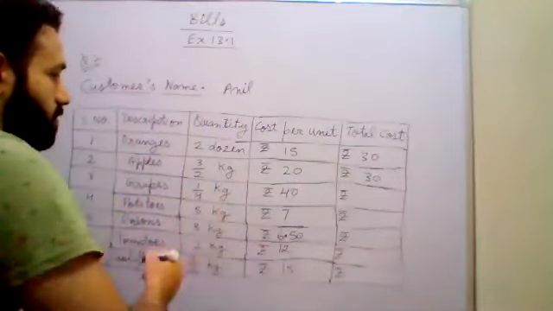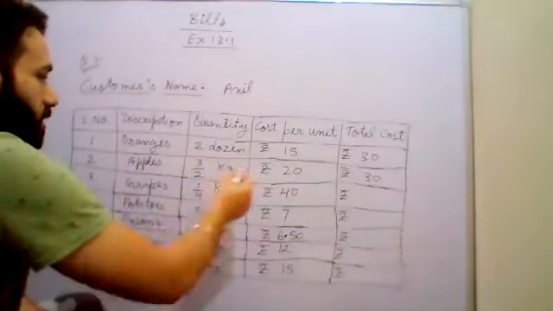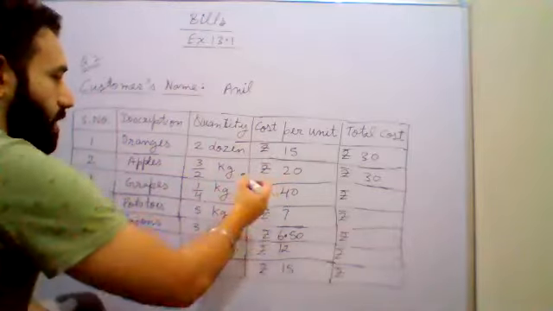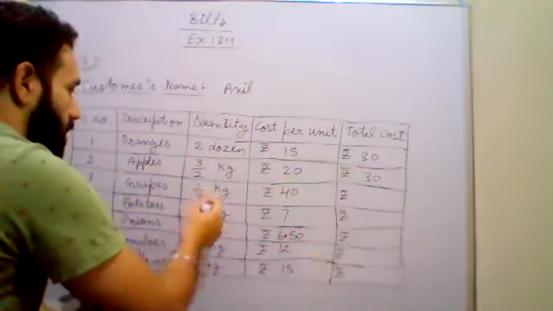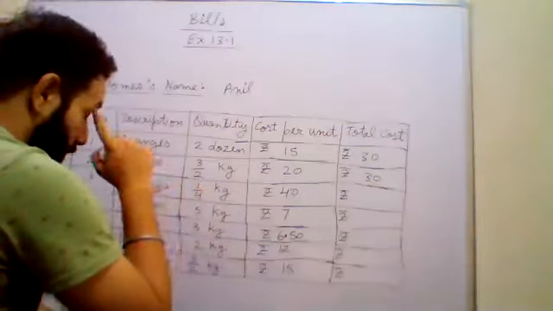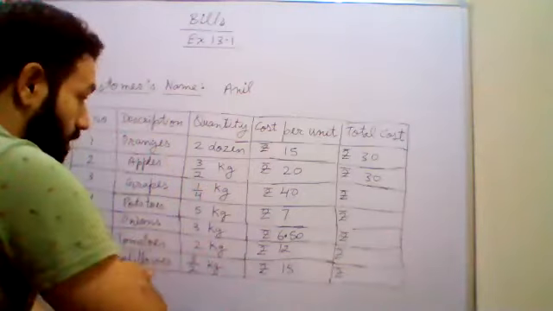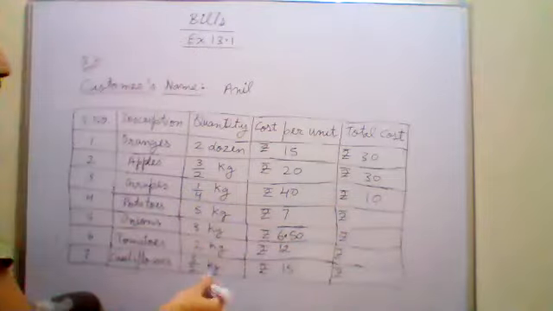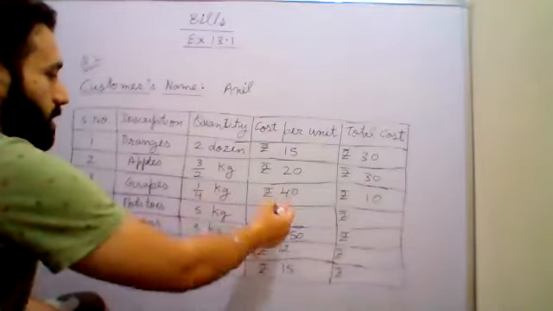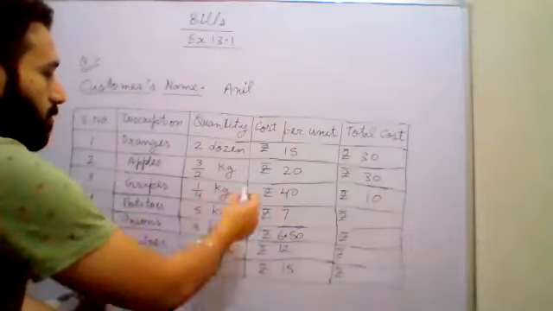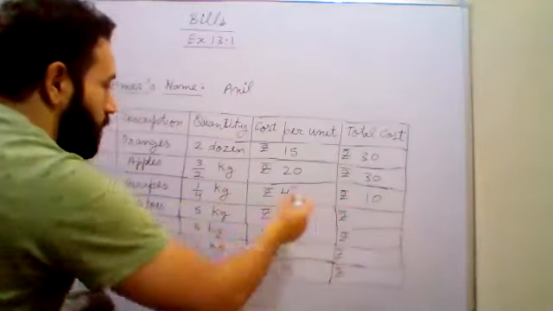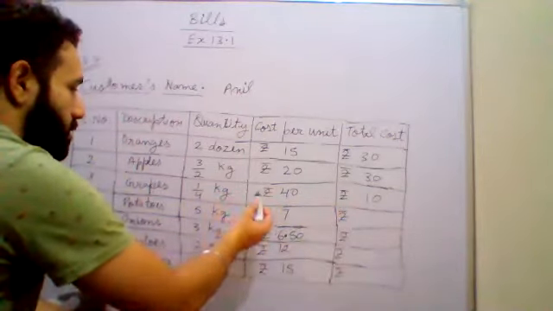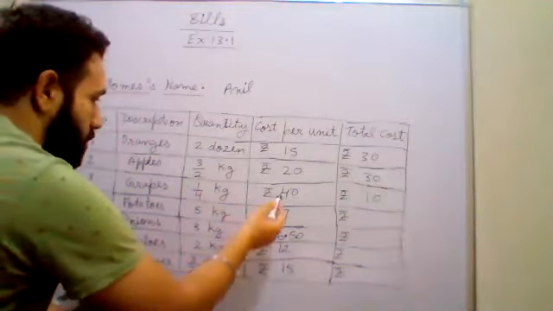3 by 2 kgs he bought apples, so this will be 30 rupees. 1 by 4 kg of grapes, that is 250 grams, and the price is rupees 40 per kg. So 1 upon 4 multiplied by 40 is equal to 10. Do you want to ask how we are doing this? How to multiply a fraction with a whole number?